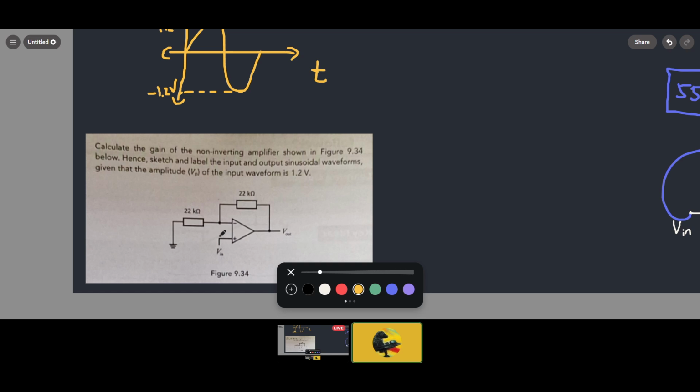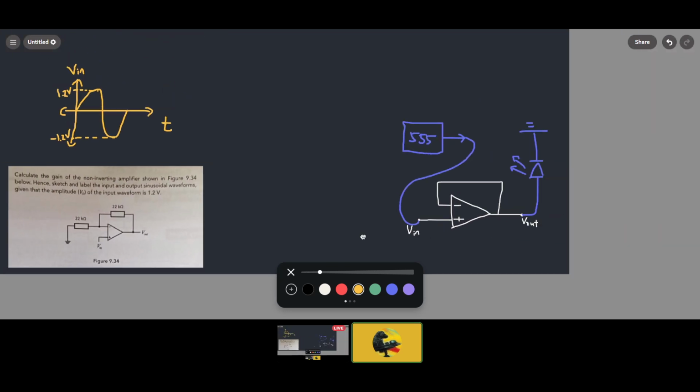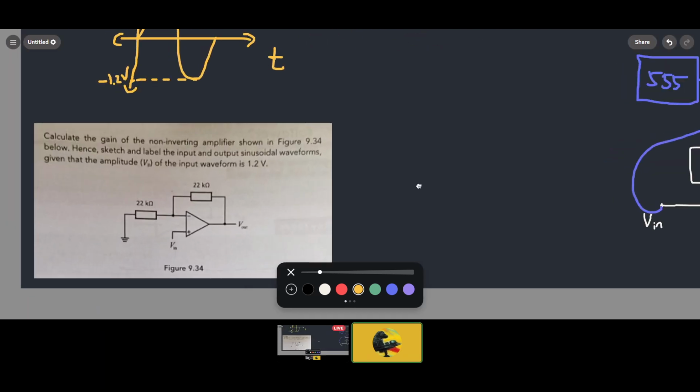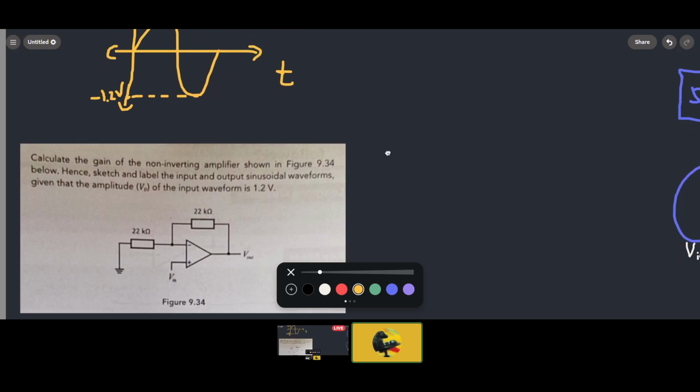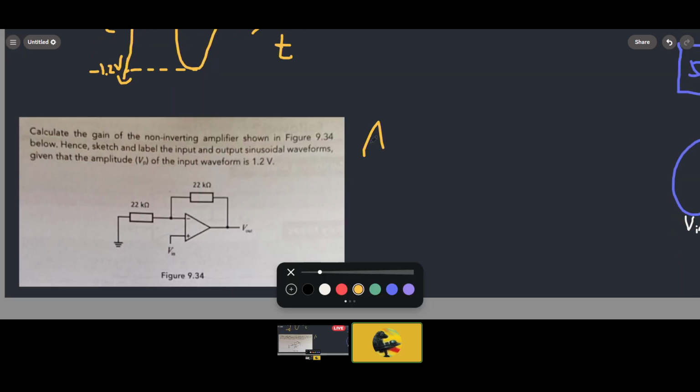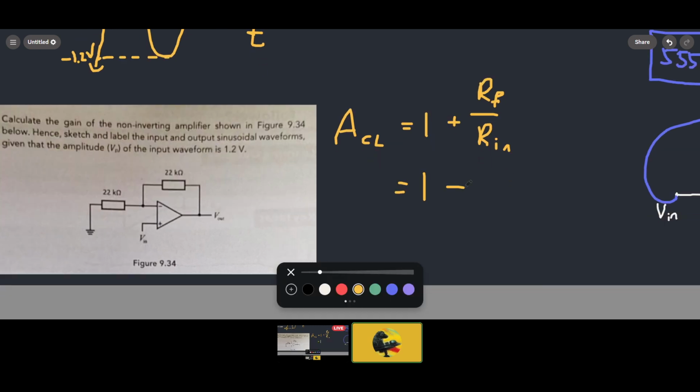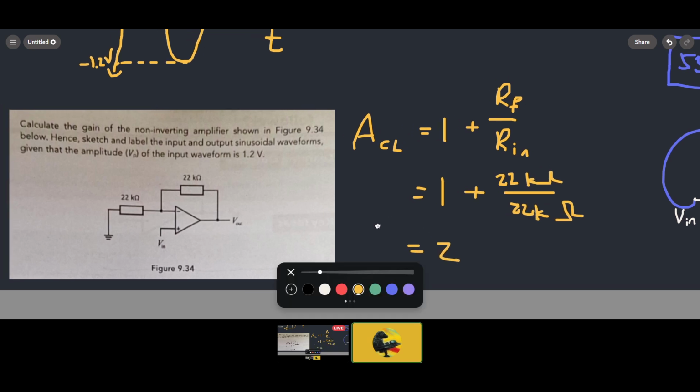If we analyze this a bit, you can notice that this is a non-inverting amplifier. If we look at this, it's the same configuration. So we can find the closed loop gain using the non-inverting amplifier equation. This would be 1 plus RF divided by R in, and then this would be 1 plus 22 kilo ohms over 22 kilo ohms, which is 2.